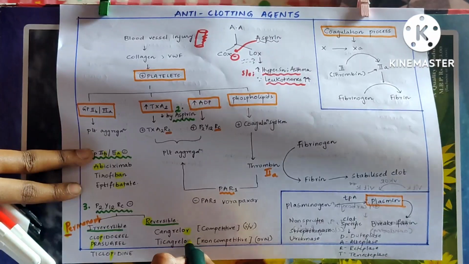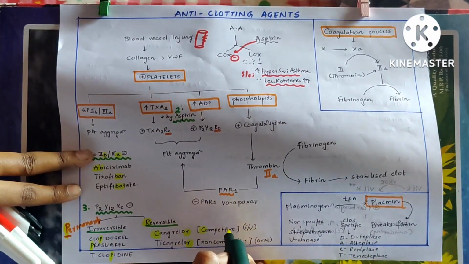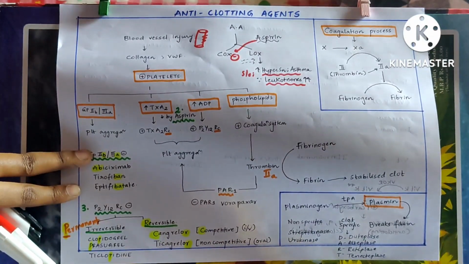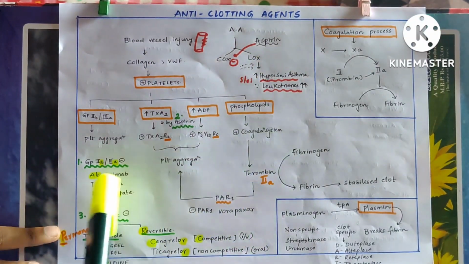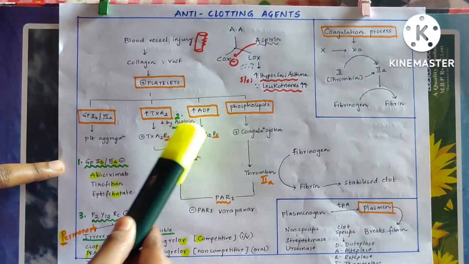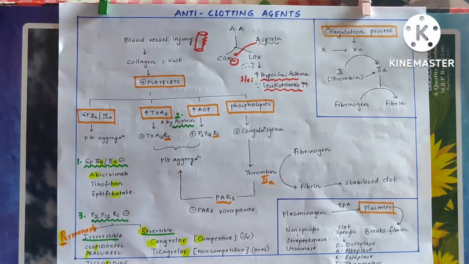Reversible drugs have R in them. Cangrelor and ticagrelor have R in them, whereas permanent or irreversible ones have P in them. So cangrelor, C for C, it is competitive. Ticagrelor is a non-competitive drug. So you need to remember all the drugs that are involved in the anti-platelet agents, which are a part of the whole umbrella of anti-clotting agents, right?